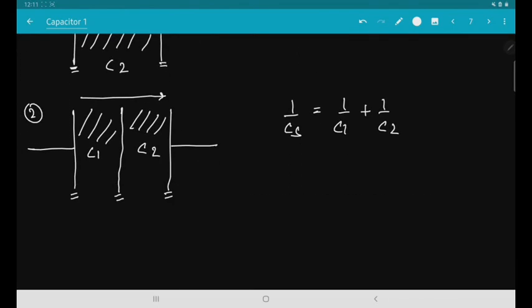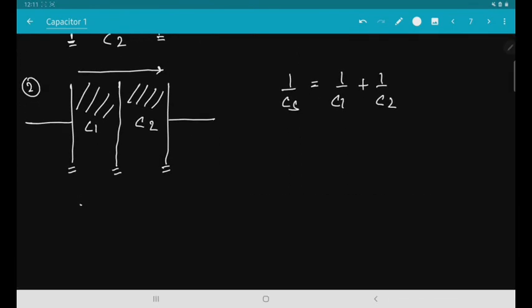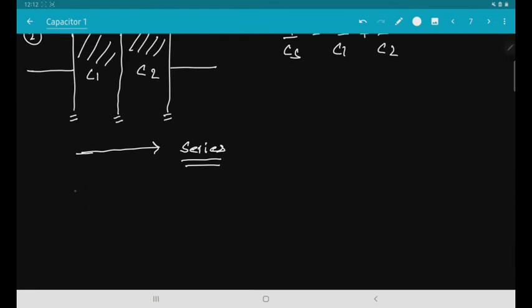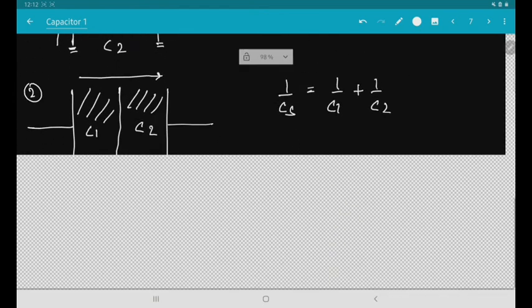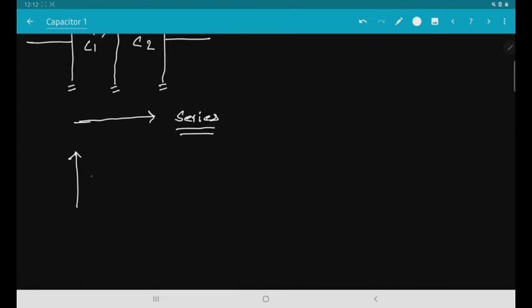Now what I want you to understand is the direction. When we move in this direction, there is change of capacitance. That means they are in series. When there is a change of capacitance in the direction of the field, then we can consider them in series. And when there is change of capacitance in the vertical direction, that is the perpendicular direction of the field, as we saw in the first case, then we can consider them to be in parallel.